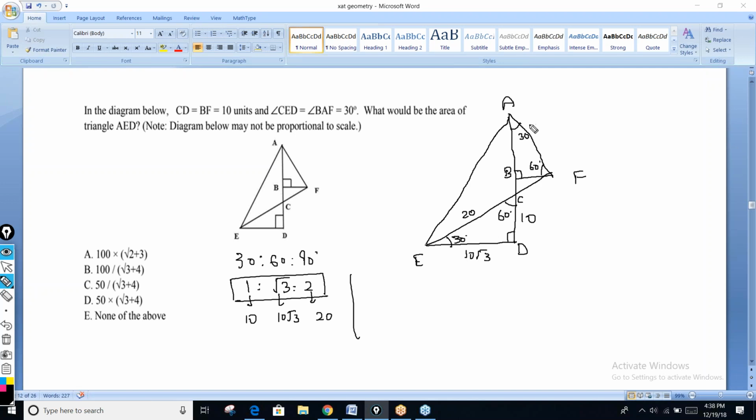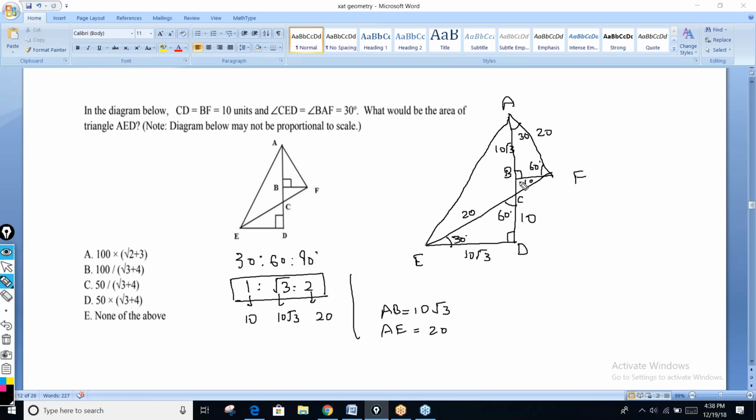Similarly here, we know BF is 10. So again, 1 denotes 10, so root 3 means AB will be 10 root 3, and AF will be 20. That is 20, that is 10 root 3, that is 10. What we need to find is the area of this triangle.